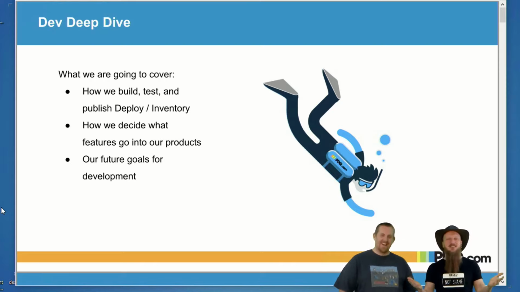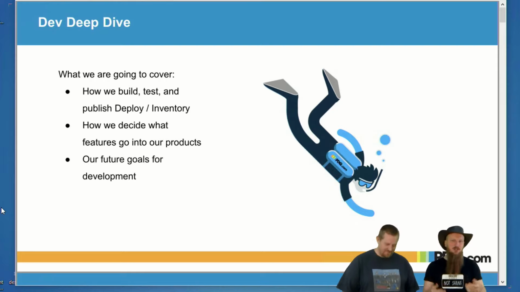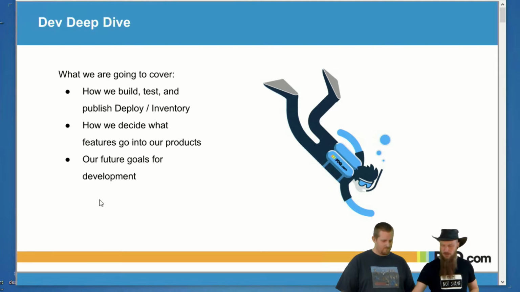So what topics are we going to cover? We're going to talk about how we build, test, publish, deploy, and inventory. We're going to cover how we decide on features that go into the product, which is probably going to be an awesome topic for a lot of you. And we're going to talk about our future goals for development. And without further ado, let's go ahead and move on.